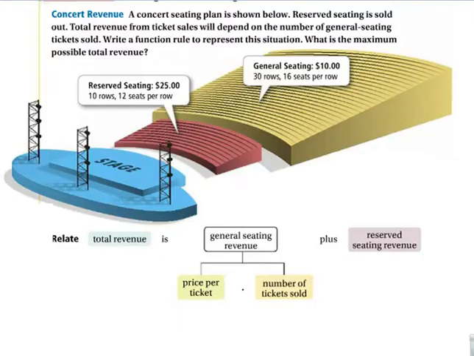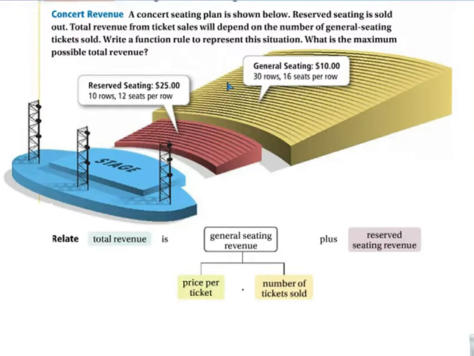Try another one. This video shouldn't be too long. A concert seating plan is shown below. Reserve seating, that's this stuff down here, is sold out. They've already sold all those tickets. Total revenue from ticket sales will depend on the number of general seating tickets sold. Write a function rule to represent this situation. What is the maximum possible total revenue?